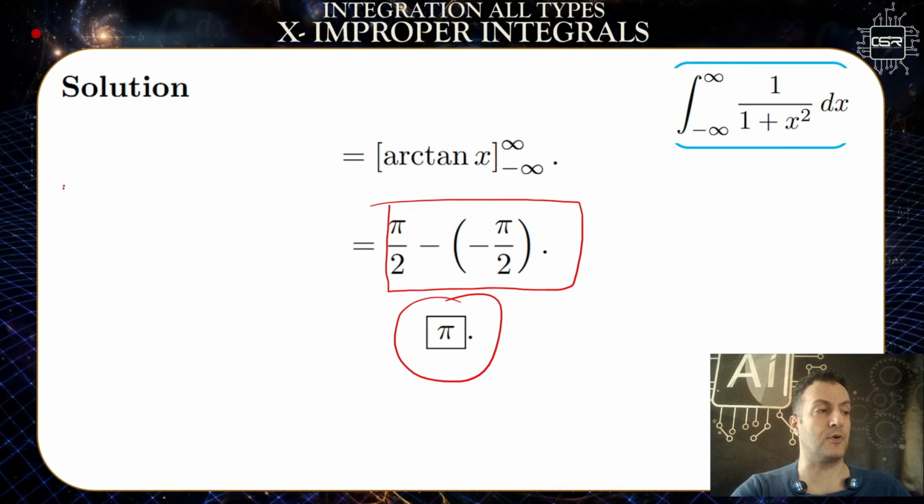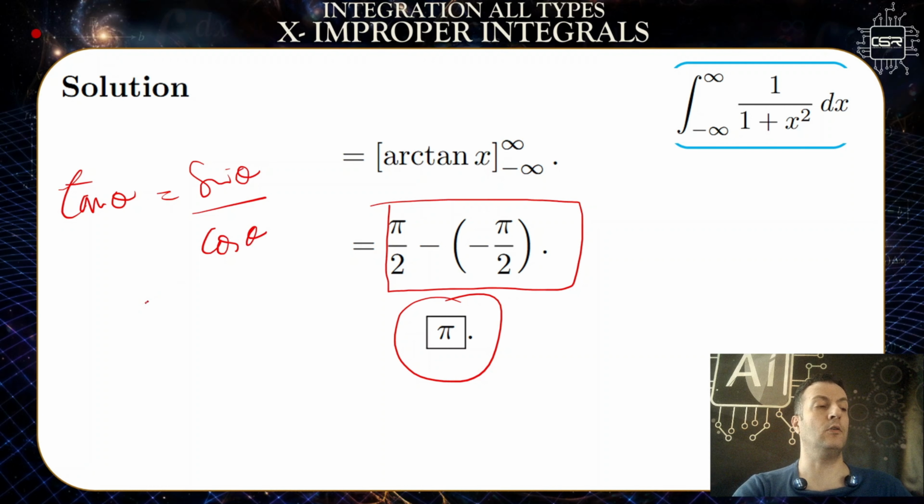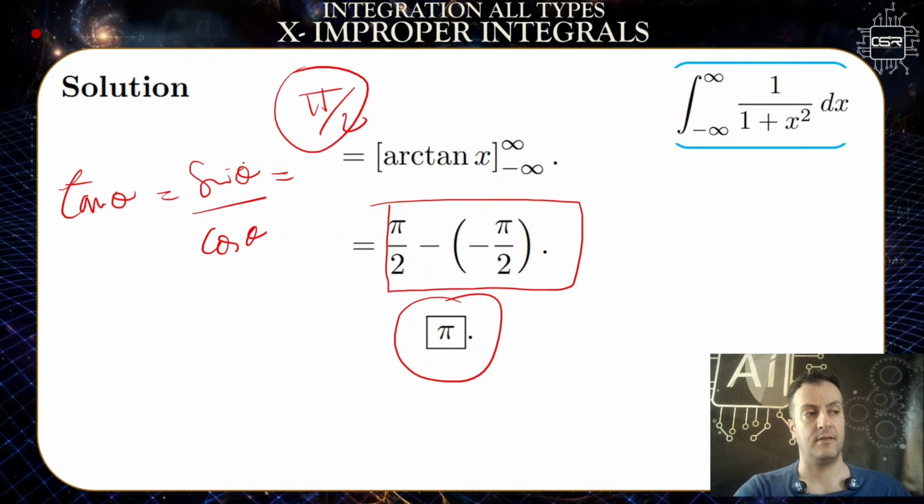Because again, remember, tangent theta is equal to sine theta over cosine theta. Only when the denominator is 0, it blows up to infinity, and in such a case, sine theta would be 1. That angle would be pi over 2. That's why. For the angle being minus pi over 2, it becomes minus 1 over 0, which gives us minus infinity.